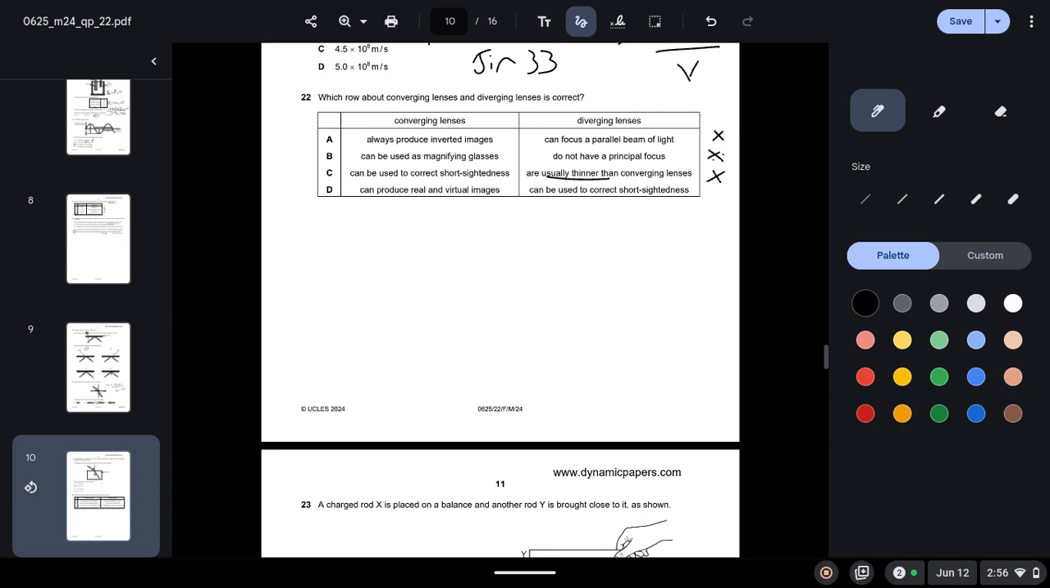D. Can produce real and virtual images. This is correct. And diverging lenses can be used to correct short-sightedness. So this is also correct. So D is your correct answer.